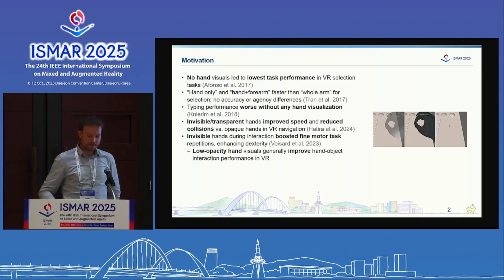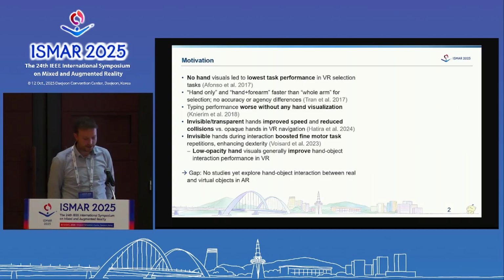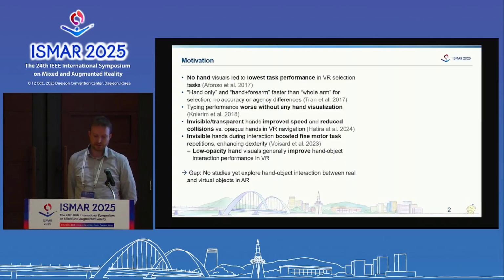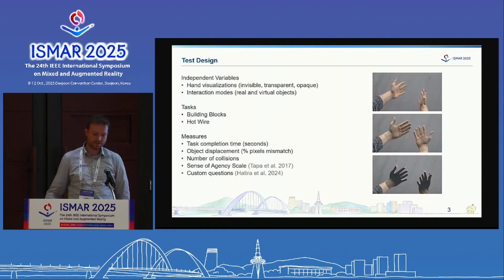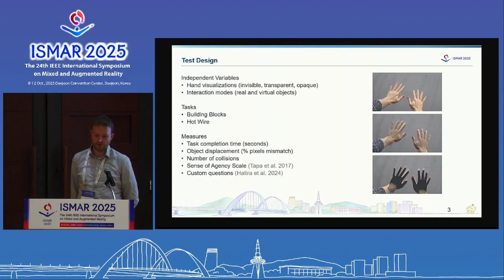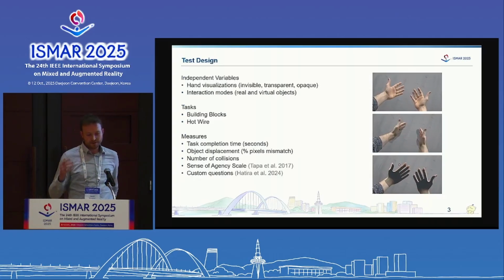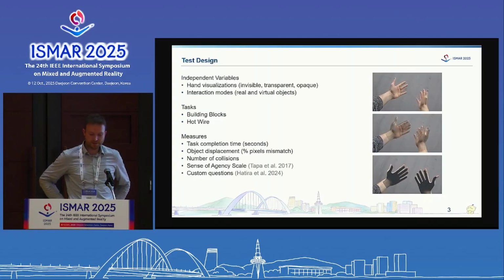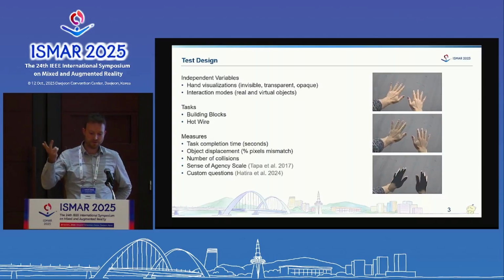And then again, the same paper also says that low opacity hands or no hand visualizations improve fine motor tasks. But overall, no studies have yet explored hand-object interaction between real and virtual objects in augmented reality, and that's where our study comes in. So we used augmented reality, and we used three different hand visibilities: again, invisible, transparent, and opaque.